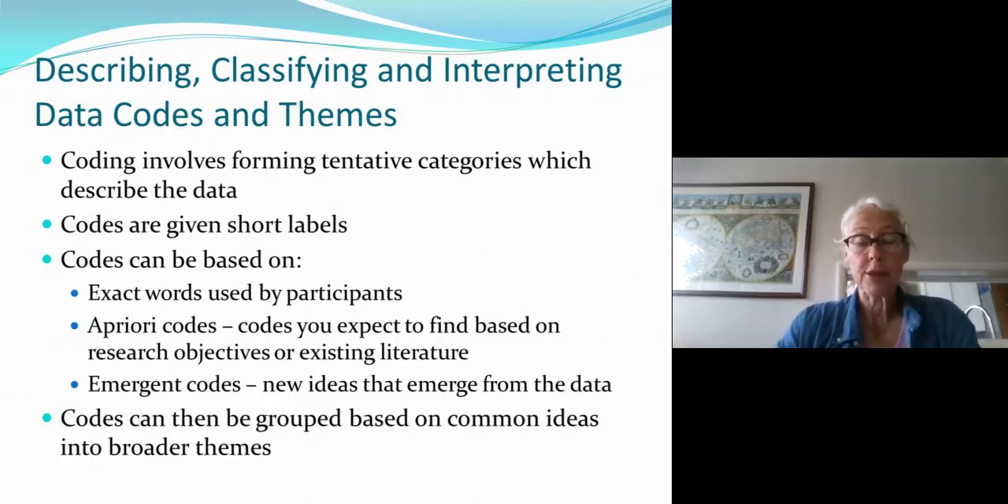And then you sometimes have a priori codes, and these are codes that you're expecting to find based on your preliminary research by looking at the literature. And then emergent codes are ideas that emerge from the data, so things that you perhaps weren't expecting but come out and are quite interesting. So that code we had for the must-do list, that came out from our data. It wasn't something we expected to find there. And then you can group codes on a common idea into broader themes, and again I'll show you some examples of that.